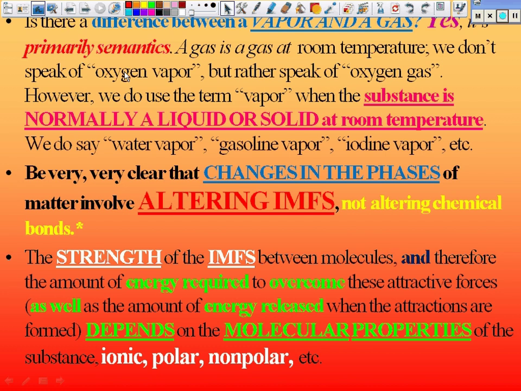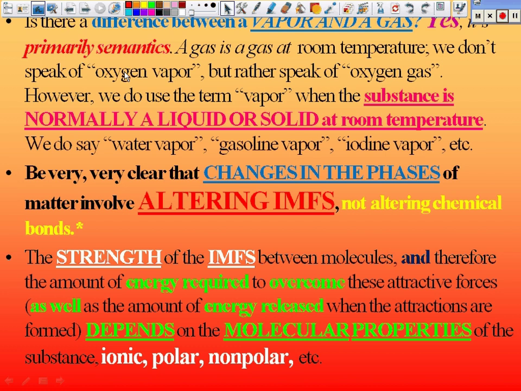So a gas is a gas at room temperature. We don't speak of oxygen vapor, right? Devin, give me something that has vapor behind it. Water vapor. Thank you. But rather, we speak of oxygen gas. However, we use the term vapor when the substance is normally a liquid or a solid at room temperature. What is water normally at? It's a liquid, but it can be converted into the gas phase, right? So it's going to be a water vapor.